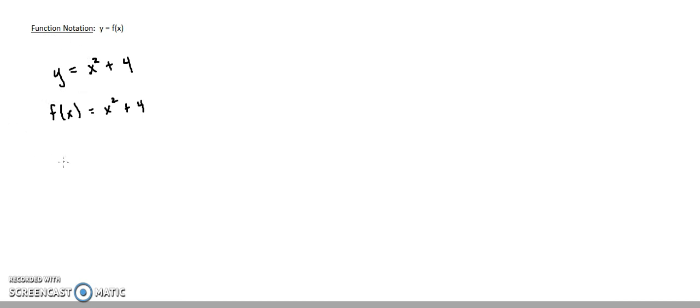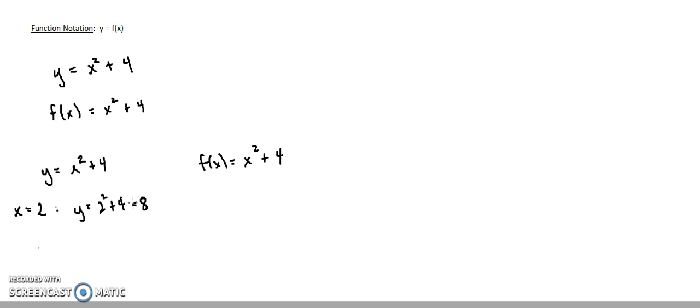So let's say we had, let's use these two. So we have y equals x squared plus 4 versus f of x equals x squared plus 4. All right, and let's say we want to know what value y is when x is different values. So let's say we do x is equal to 2. We would plug that in. We would get y is equal to 2 squared plus 4. So y is equal to 4 plus 4, which is 8.